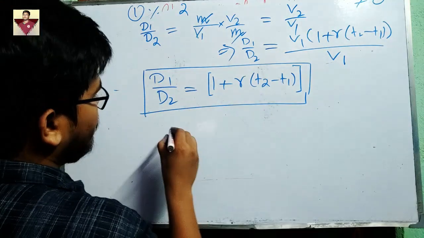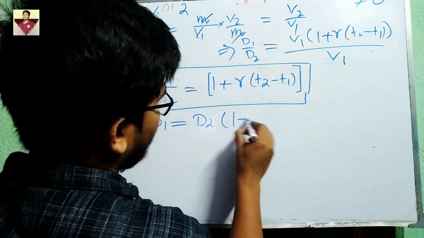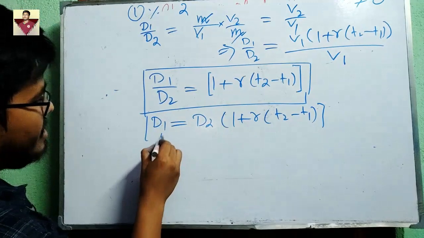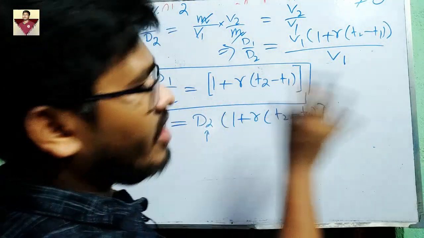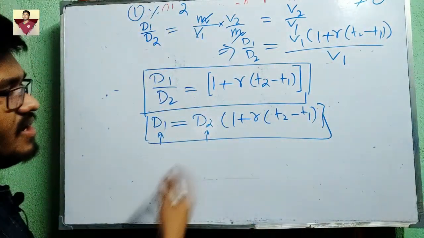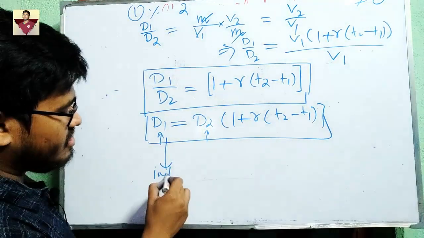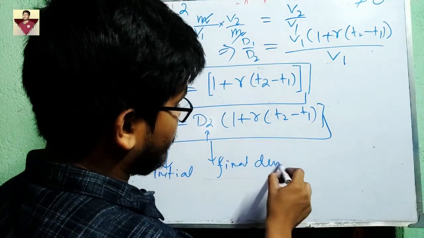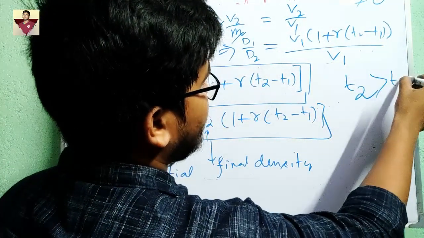Now if you want to write d1, it is d2 times 1 plus gamma into T2 minus T1. So this is your initial density and this is your final density. I used to write the final volume or final length in terms of the initial length, and I will be transforming to that. This is one kind of equation. Always remember, this is your initial density and this is your final density. And this is T2 minus T1, and I am incorporating the case T2 greater than T1.